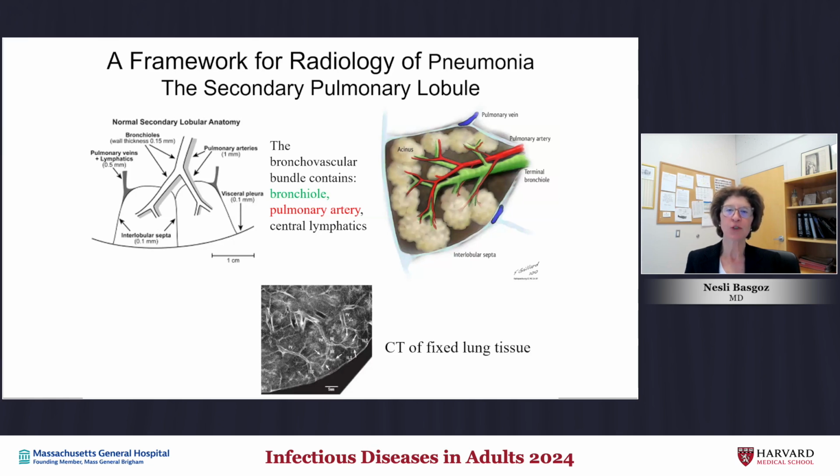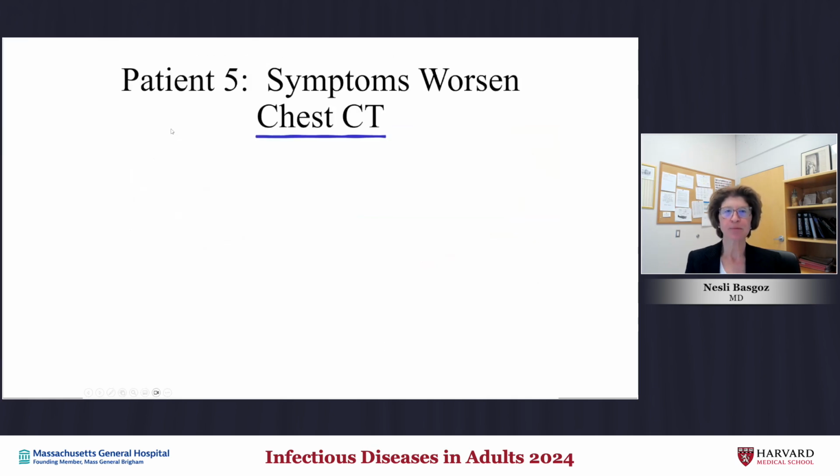So this brings me to my framework for the radiology of pneumonia, which is based on the secondary pulmonary lobule, shown here. So here on the right and on the left in this diagram is the bronchovascular bundle. It contains the bronchiole in green, the pulmonary artery, and the central lymphatics as well. And remember, out at the periphery, the pulmonary artery will never be dilated enough to see. So if you're seeing something, it means you're seeing a bronchiole. The pulmonary arteries are 1 millimeter, and the bronchioles normally are 0.15 millimeters at the periphery.